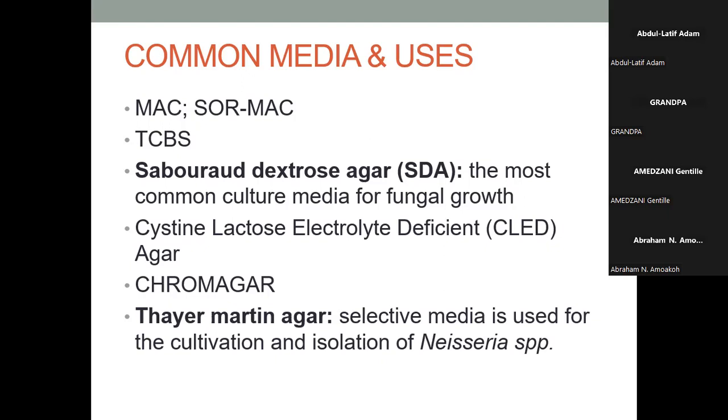However, there is a certain strain of E. coli which has been classified as E. coli O157:H7. E. coli O157:H7 is pathogenic. Since it's pathogenic, we should find a way of differentiating it from the ordinary E. coli. And that's where Sorbitol MacConkey comes in.